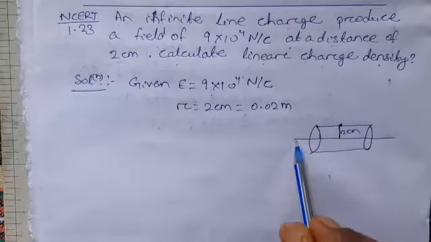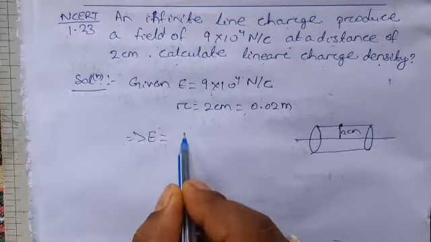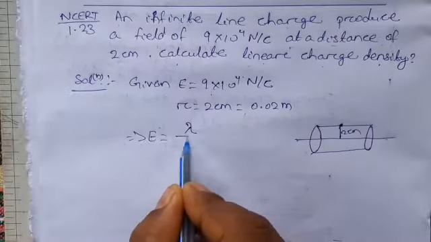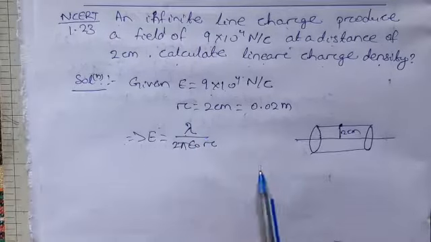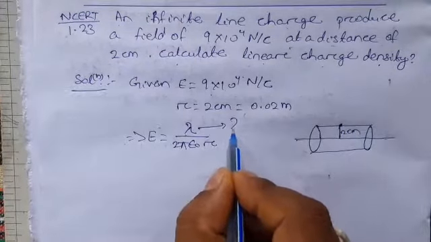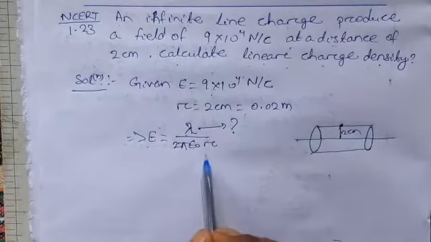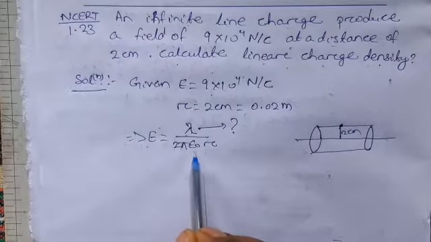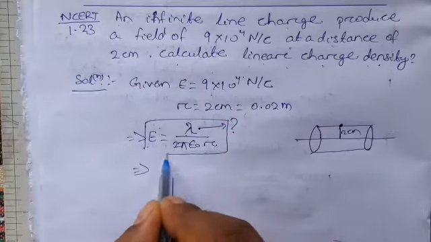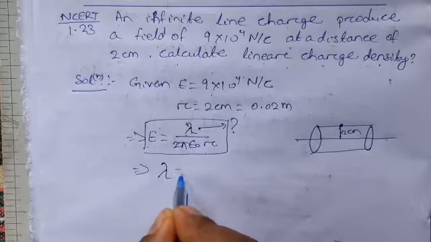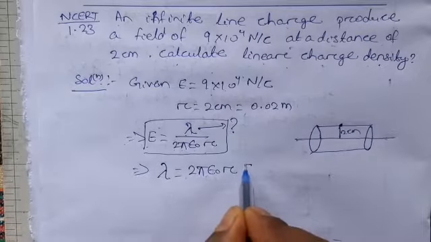For a line charge we know the formula, electric field equal to lambda by 2 pi epsilon naught r. See here, he is asking about lambda. Calculate the linear charge density, means lambda. We know the electric field given, r is given, we know the value of 2 pi and also epsilon naught. So here we will write lambda equal to 2 pi epsilon naught r into E.